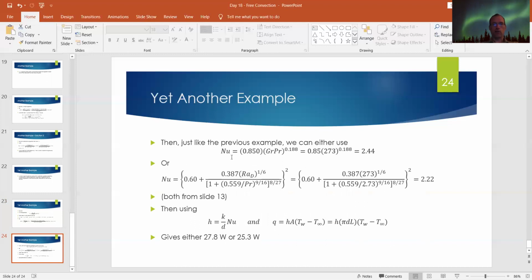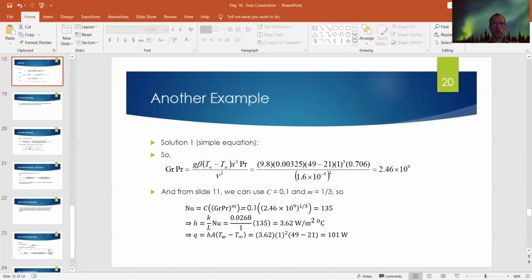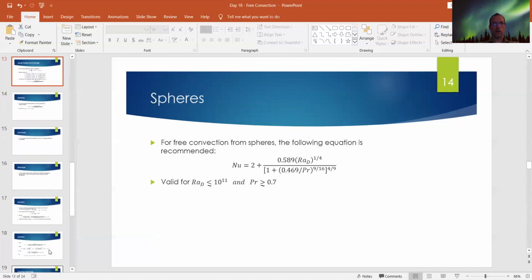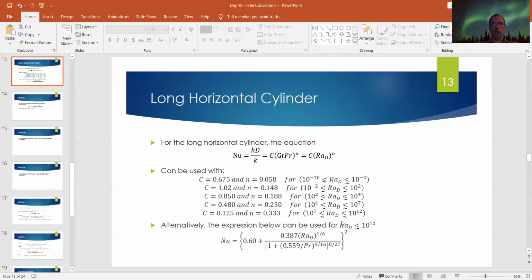Again, I have two options. I can either use a simple equation, which was C Rayleigh number to some power n, and these values of C and n depend on the Rayleigh number. For 273, C is 0.85, n is 0.188. You can see that from the slide, this guy here. So I'm in the range from 100 to 10,000, so C 0.85 and n 0.188. Or I can use this equation down here.